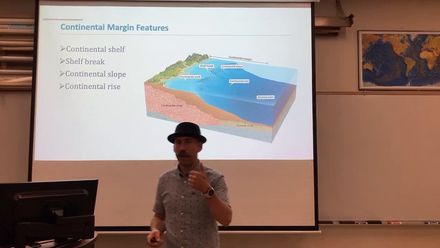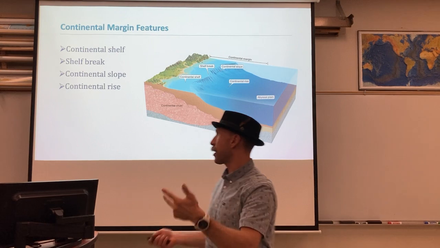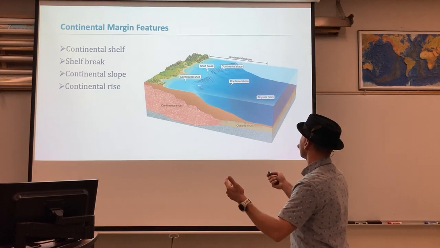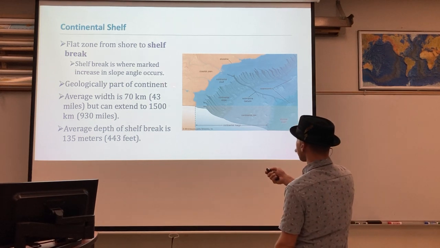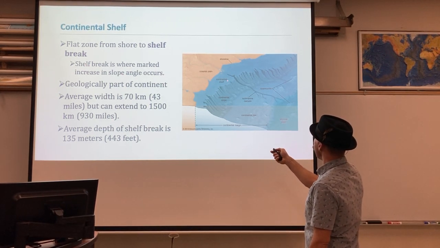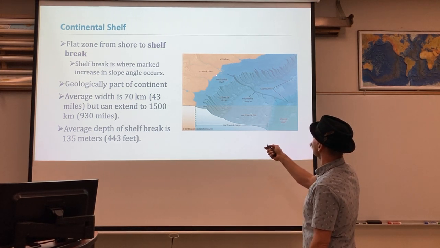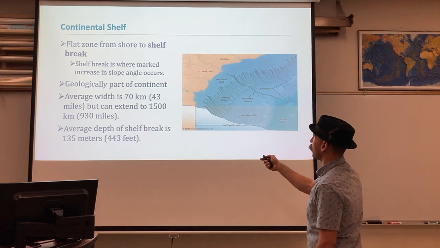They have a shelf, a slope, and a rise. And you could say that the difference between the shelf and the slope is the shelf break. Let's talk about these. The flat zone from the shore to the shelf break is the continental shelf. It's part of the continent geologically.